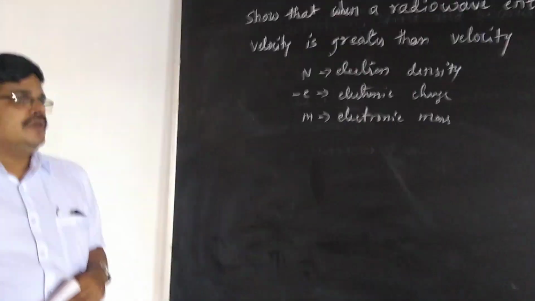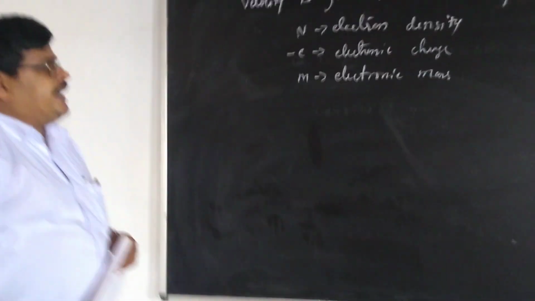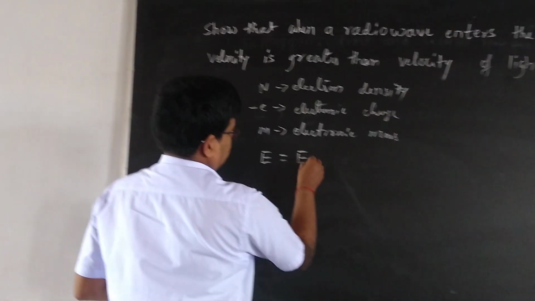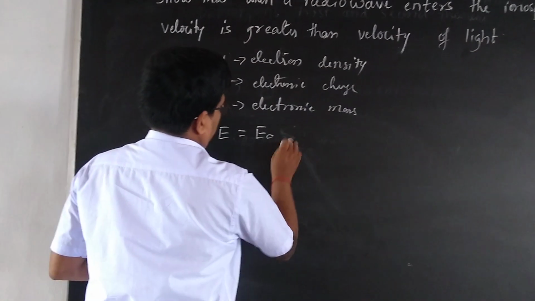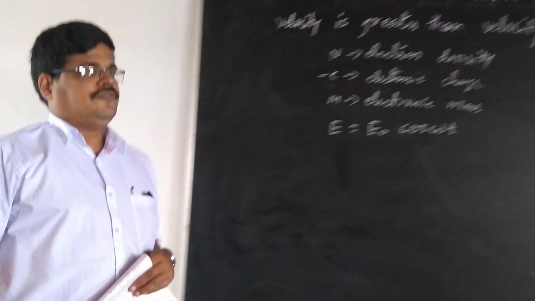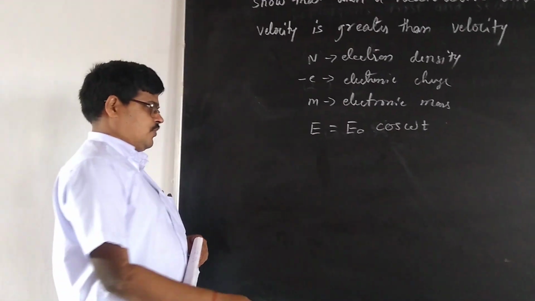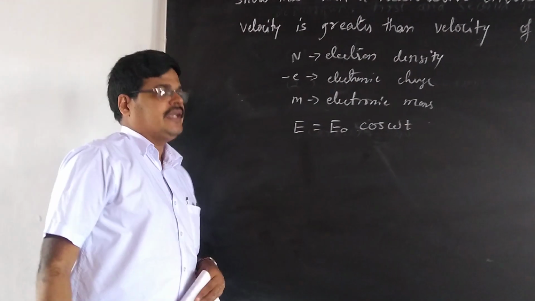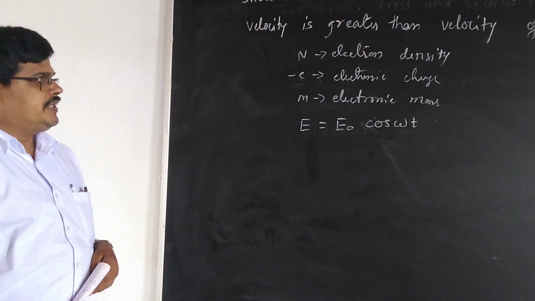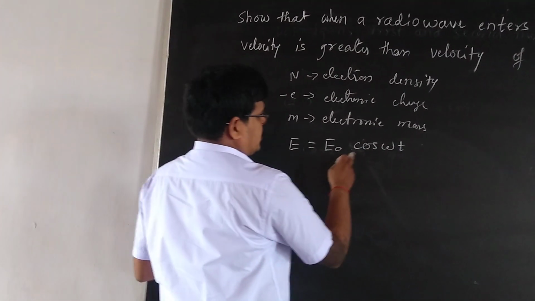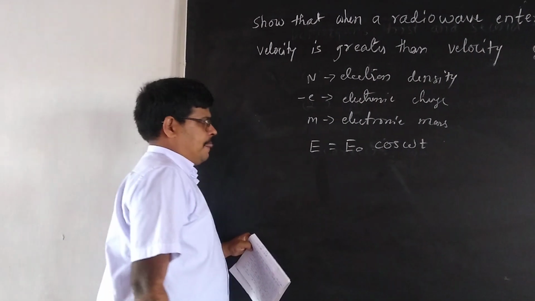Then, in this case, the electric field is given by E equal to E naught cos omega t. The cosine function, so E varies with the cosine function. So E is equal to E naught cos omega t, which is the electric field associated with the electromagnetic wave.